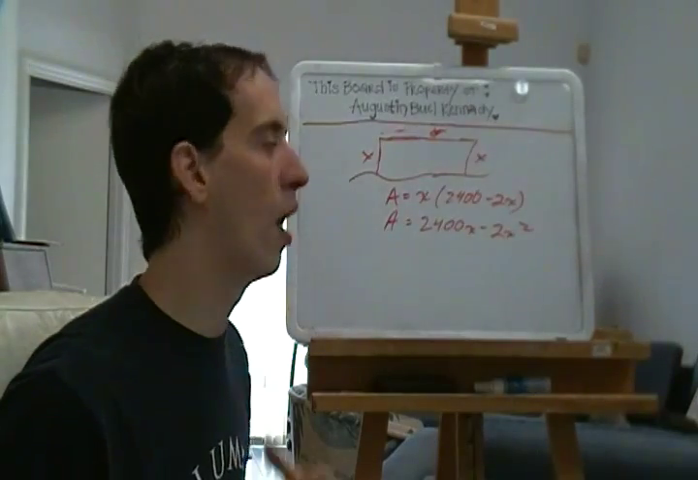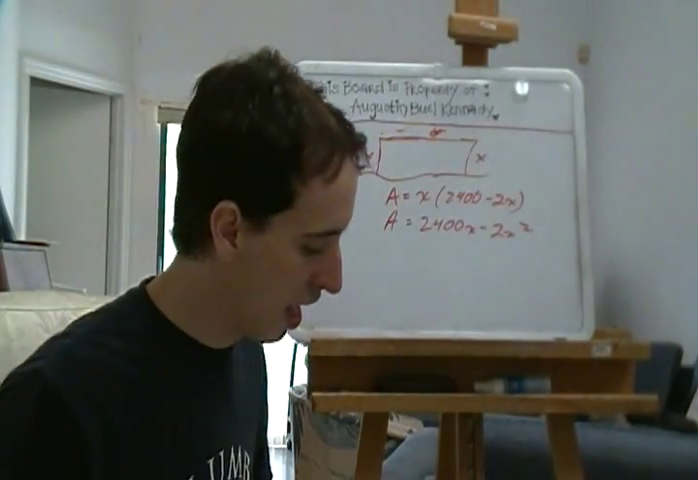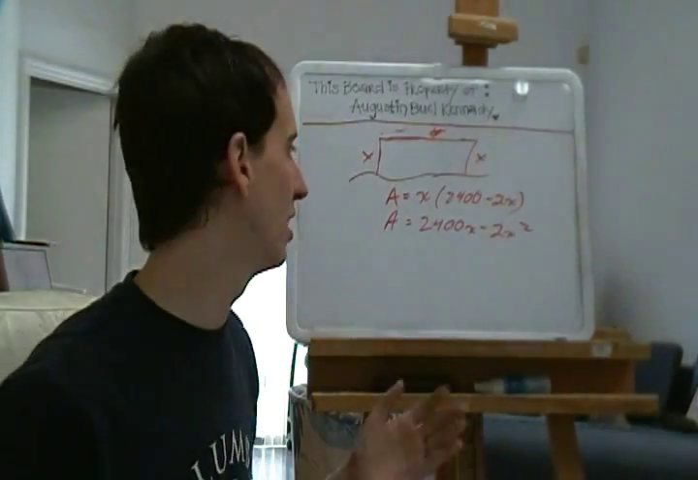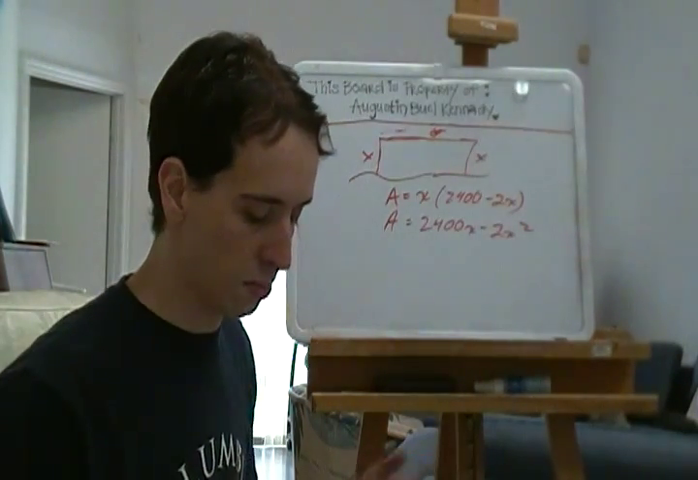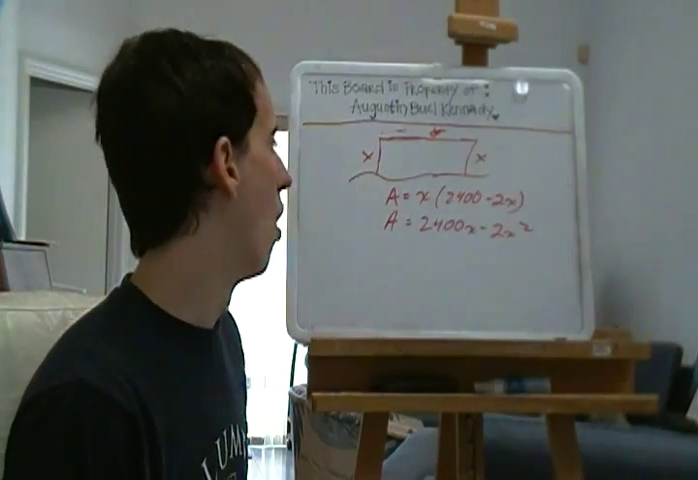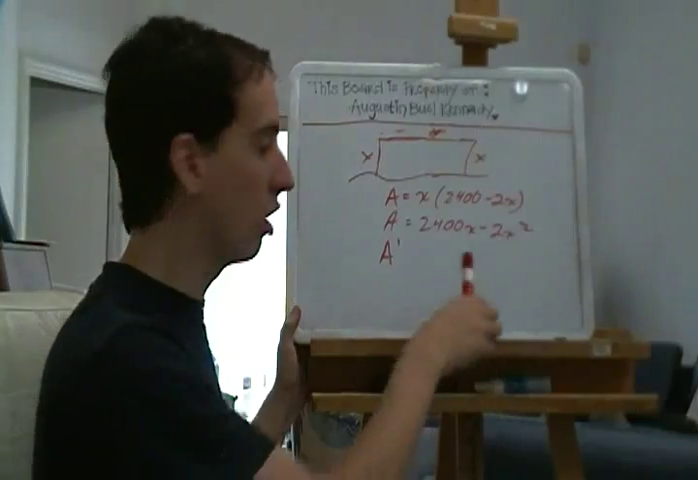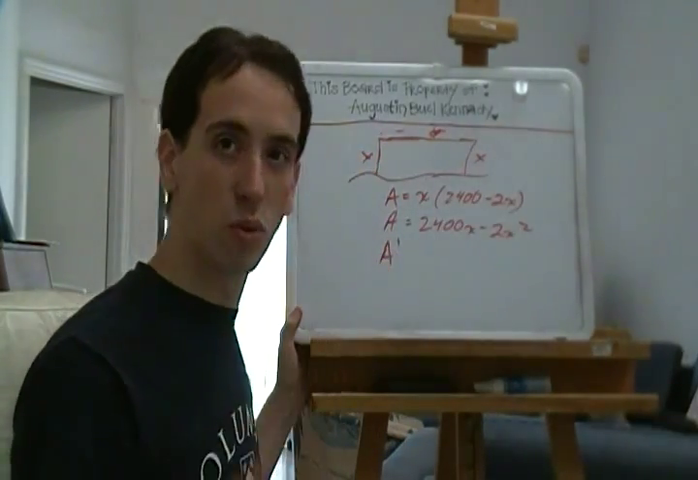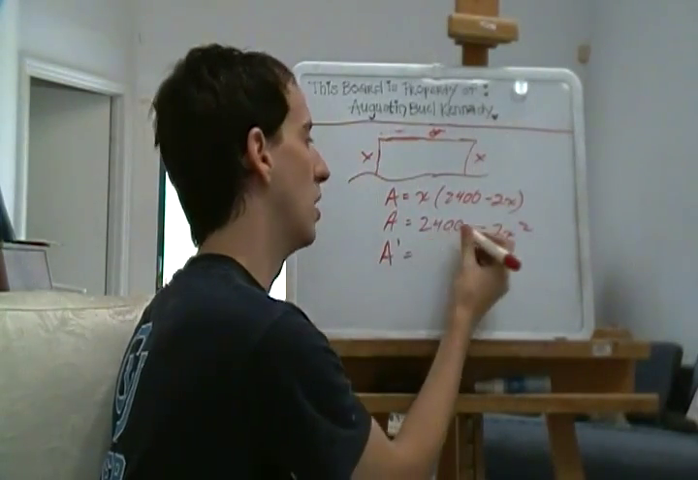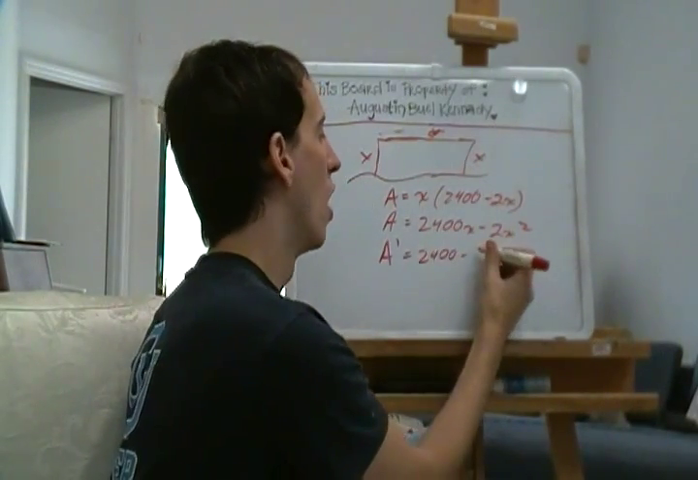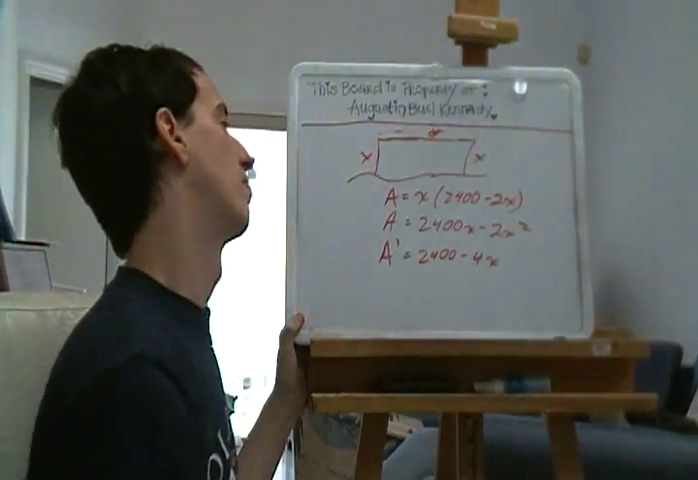Now what do we want to do? Well, this is an optimization, and this has to do with derivatives. So really, there's only one thing to do, and you probably would have guessed it. We're going to take the derivative of A. If area equals that, what's the derivative of that? Well, the derivative of 2400x is 2400, minus 4x.